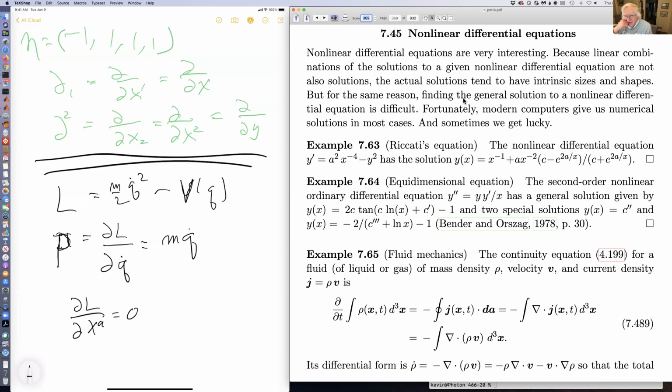So that makes them interesting because they have, in other words, unique sizes and shapes, and they're all very special. But on the other hand, they're much harder to find. Finding solutions is much more difficult. And as far as I know, there are just no general methods. What we have, of course, is the availability of computers. So one can basically numerically analyze anything and get an answer.